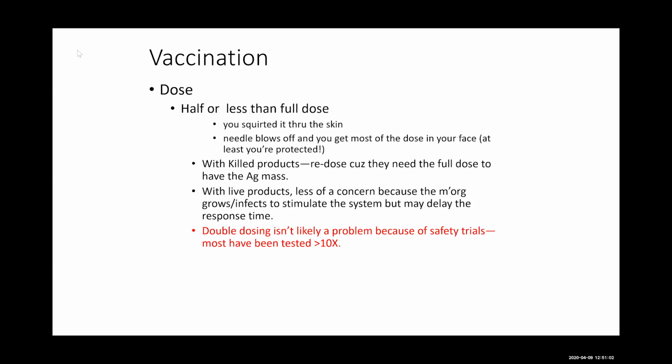With a modified live product, it's probably not so important to worry about redosing them if you think you got part of it in, but it's fine to go ahead and redose, because these vaccines are all tested for safety at 5 to 10 times the immunizing dose. With killed products, if you miss, it is really important to redose, because they really need that full dose to get that antigenic mass. So in summary, if you miss with a killed product, redose. If you have a modified live product, you can redose without worrying about really causing a problem, because they've been tested for safety at higher doses.